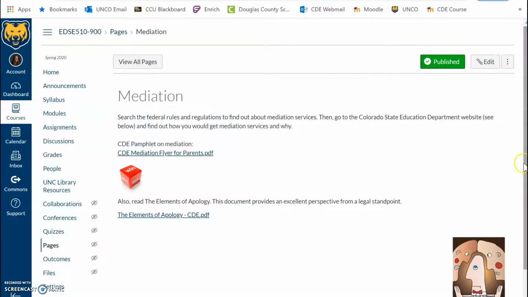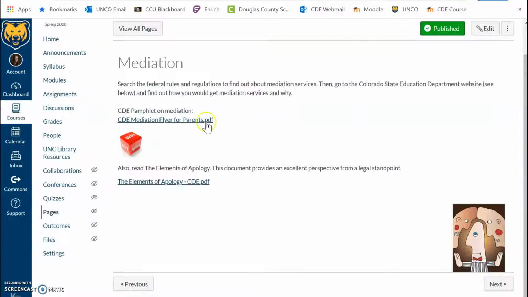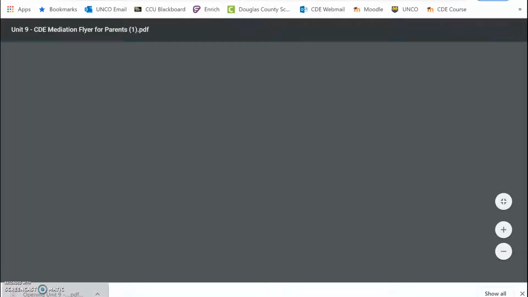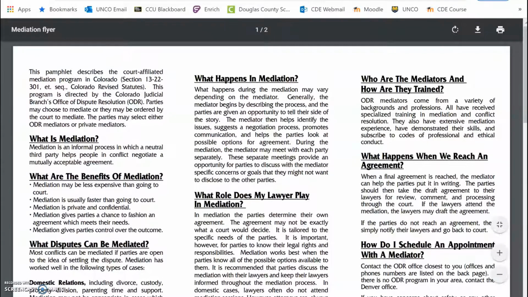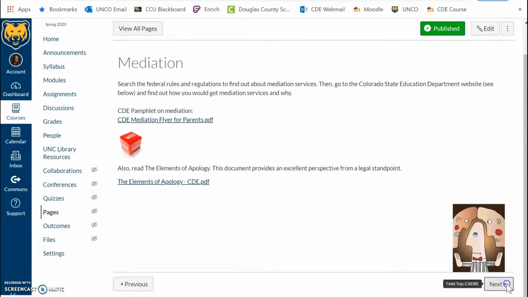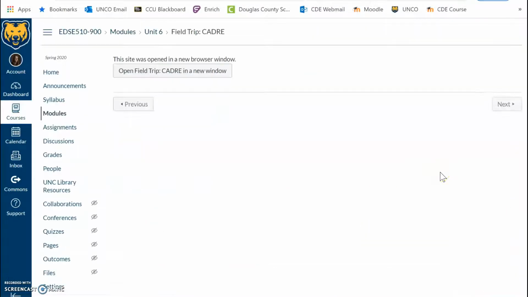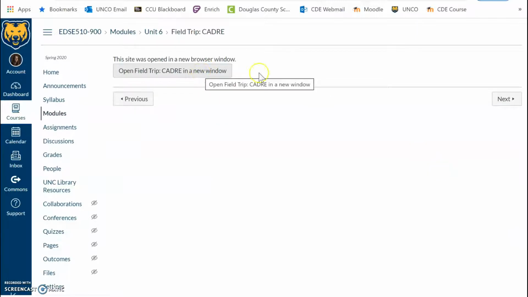You'll see here we've got more information. Mediation. The Department of Education does provide a pamphlet here that you can review about mediation. Just some different options for dispute resolution, conflict resolution. Here's the Cadre site. Again, just make sure that you have that link.